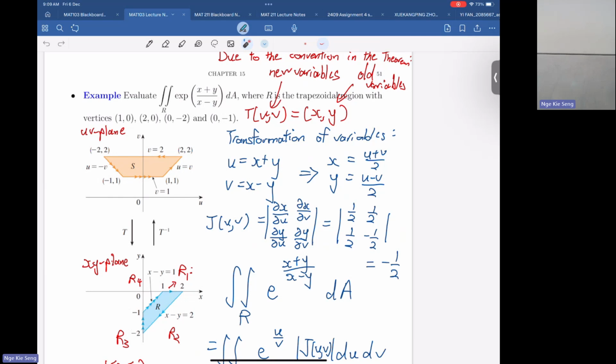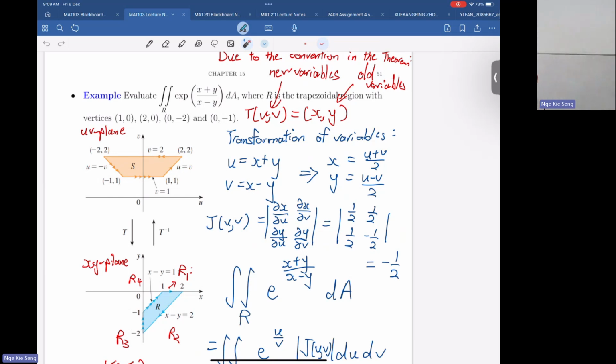So you really have a one-to-one transformation from where to where? From u to x, v to y, where x equals to (u plus v) over 2, and then y equals to (u minus v) over 2. Now, under this transformation here, you can see how your domain gets changed.